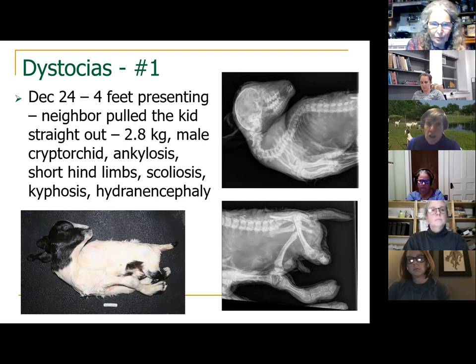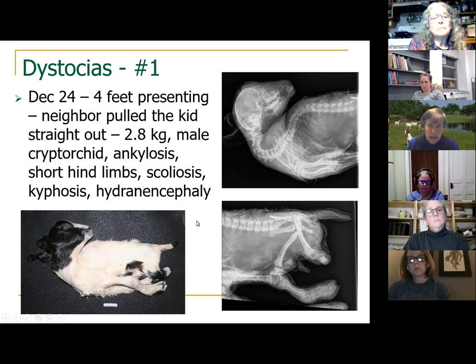There are 2.2 pounds in a kilogram. So it was about a 6 pound goat kid. And all of these legs were fused in these abnormal positions. And the hind legs were terribly short. They ended there. And the front legs were a normal length and went much further. And there was the bend in the backbone, you can see in this radiograph.